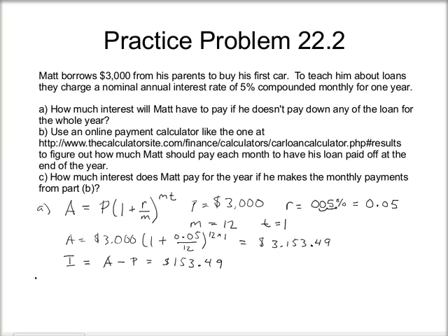So over here for part B, his monthly payment was $256.82. For part C, I want to know how much interest Matt pays for the year if he makes the monthly payments for part B. So to figure that out, I need to know the total amount he pays for the year. So the amount he pays for the year is going to be 12 times his monthly payment of $256.82.